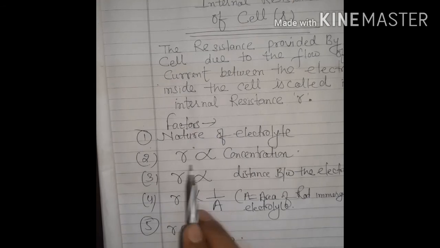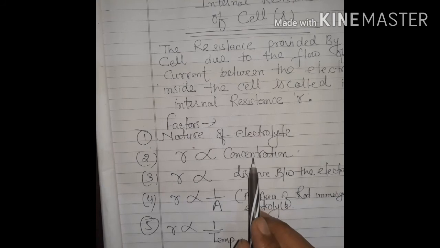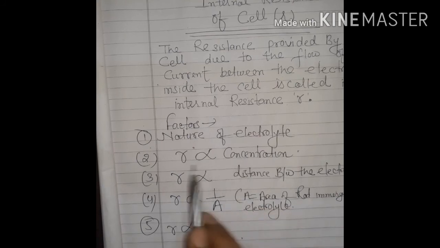Next point is the internal resistance depends directly on the concentration of the electrolyte. If the concentration of the electrolyte is more, then R becomes larger. More concentration, R is becoming more and more.